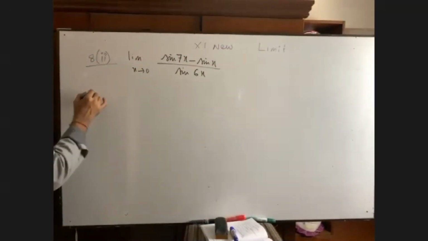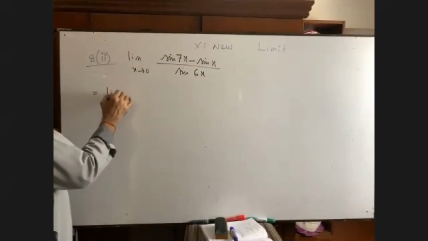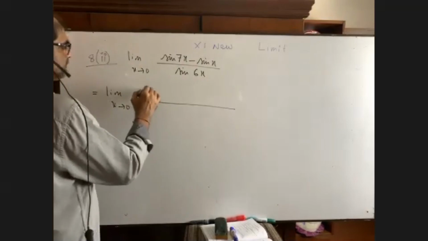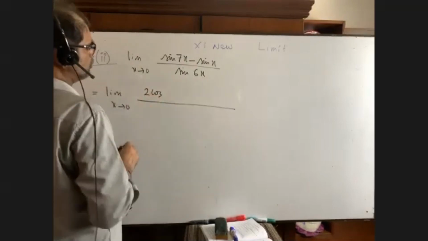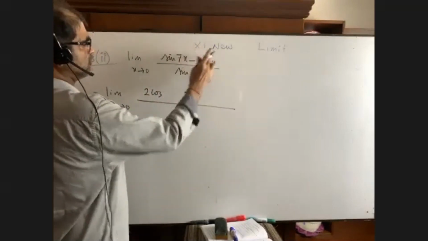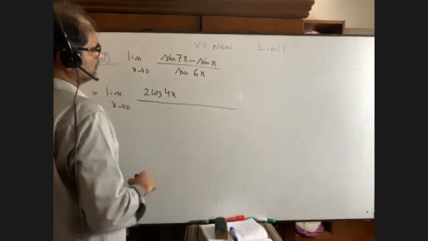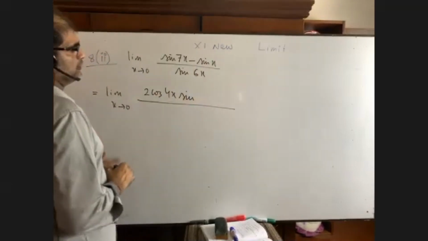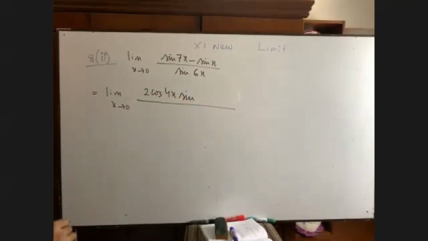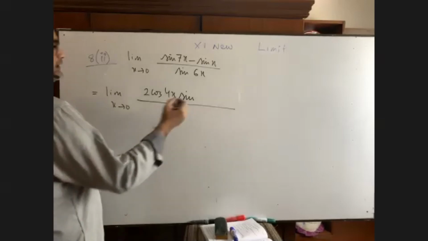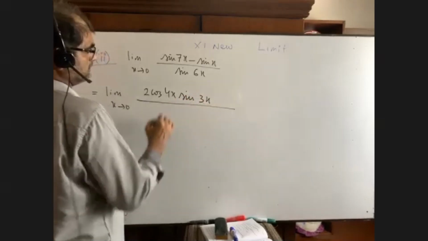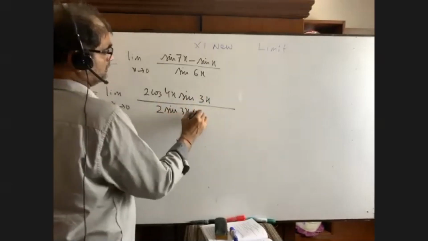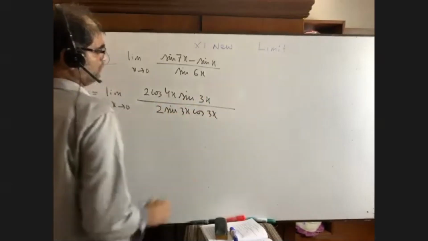Okay. Let me know the formula. 2 into cos of (c plus d) by 2 into sin of (c minus d) by 2. 7 plus 1 is 8, that is 4x. 7 minus 1 is 6, 6 by 2 equals 3x. It is 2 sine 3x cosine 3x. Talk to me.